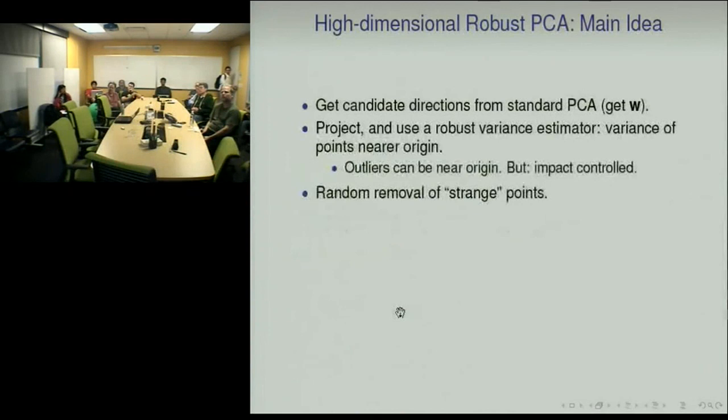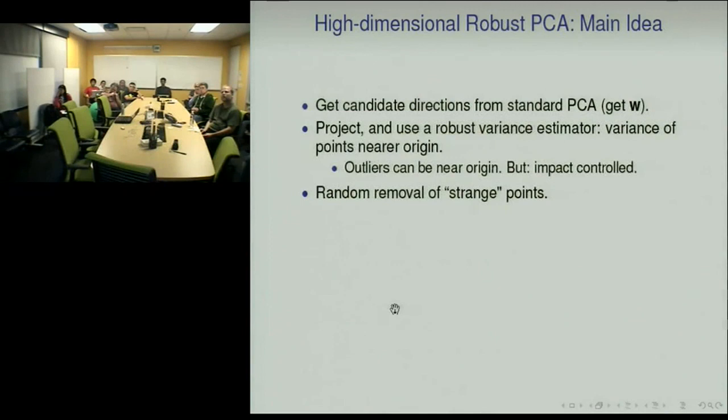So let me explain the main idea of the algorithm. First we assume that D is known. So we assume that the dimensionality is known. That's a big assumption, but without it, it will make our life difficult. We get a candidate direction from standard PCA. So we do PCA on all of the data, no problems. Then we project the data to the low-dimensional space. We use what's known as a robust variance estimator. I'll explain what it is. It just estimates the variance on the low-dimensional space.